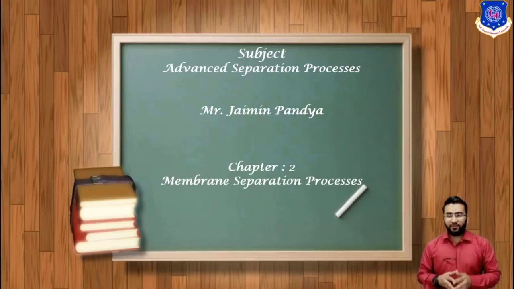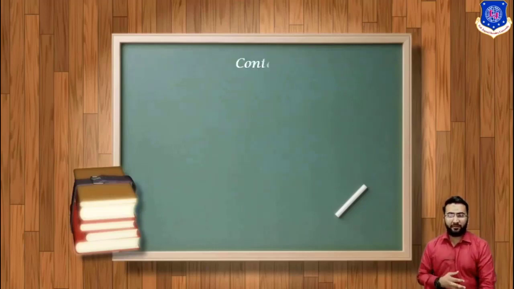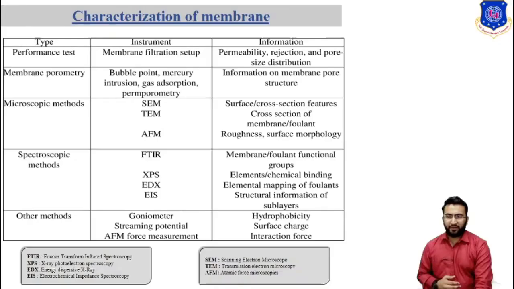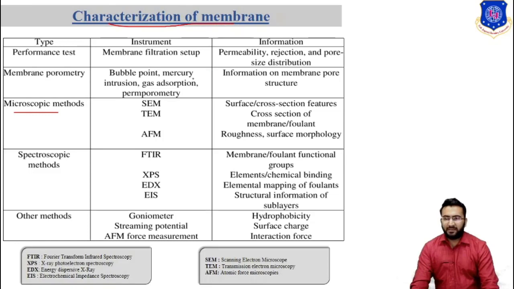So let's continue with chapter number 2, which is membrane separation process. In this lecture, we are going to discuss various other methods of characterization of membrane. In the previous lecture, we discussed various microscopic methods for characterization of membrane such as SEM, TEM and AFM. SEM means scanning electron microscopy, TEM means transmission electron microscopy, and AFM means atomic force microscopy.